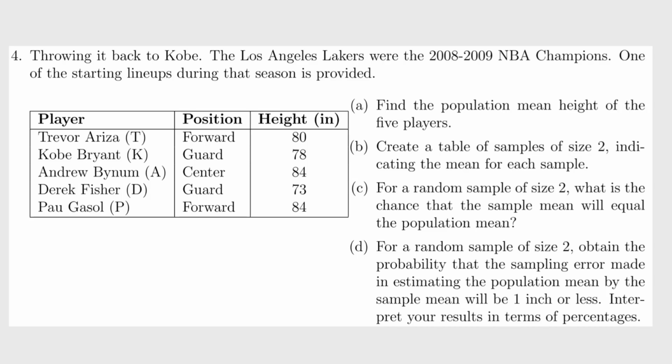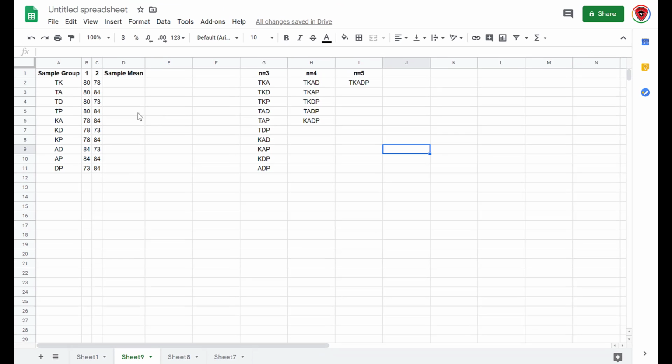The question that's presented to you in number 4, you're given the 5 starters on a starting lineup for the 2008-2009 Los Angeles Lakers. The players are listed in column 1, their position in column 2, and their height in column 3. The letters next to each one of their names, I use those letters to make creating my samples easier instead of writing out their name every time. And we're just going to go ahead and do part A, where it says find the population mean height of the 5 players. We will go to Google Sheets to do this.